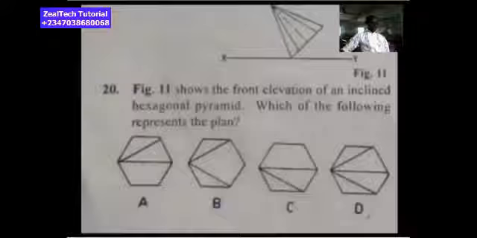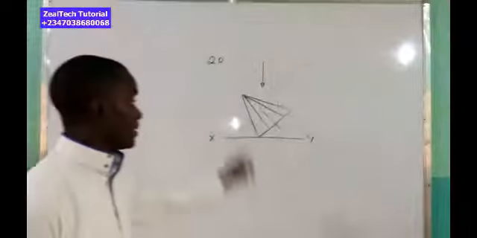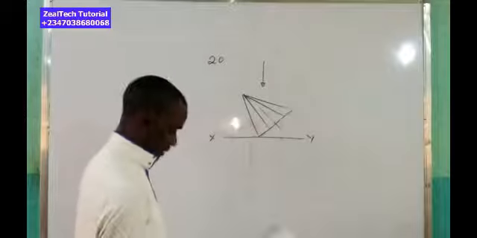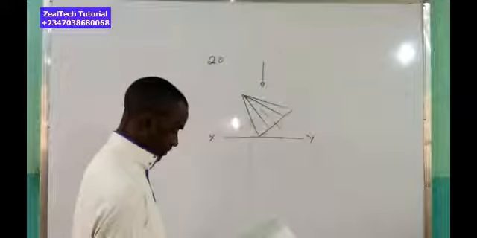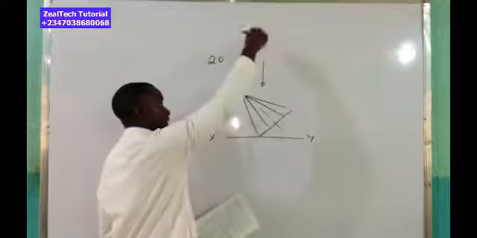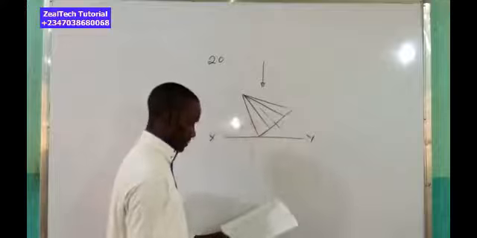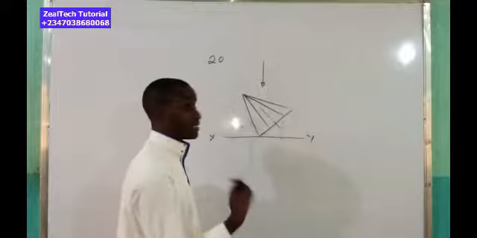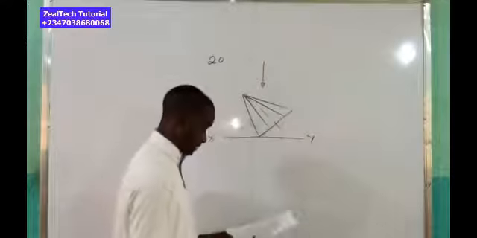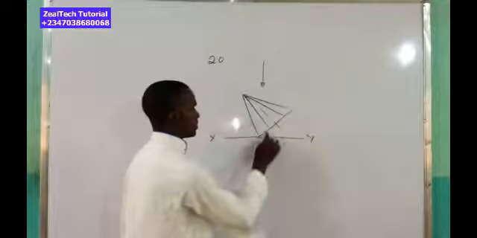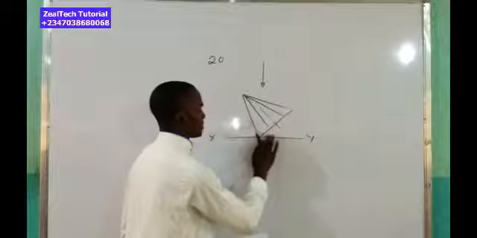Number 20 requires an illustration for the decision to be made. This problem is question number 20, and this is the diagram. What we are asked to state is which of the following represents the plan? Plan is looking at this object from the top. Are you getting it? In this case, we have to take a look at this. This is a hexagonal base pyramid, which was inclined at an angle to the horizontal. This is the angle to the horizontal.